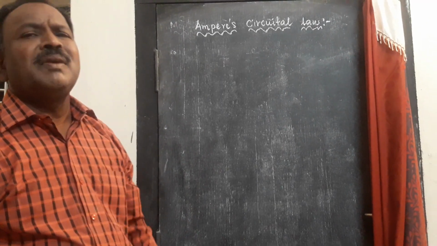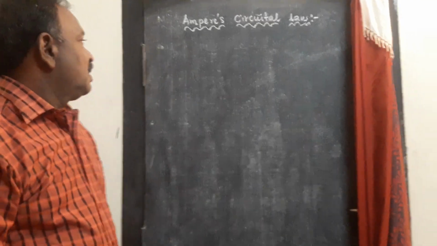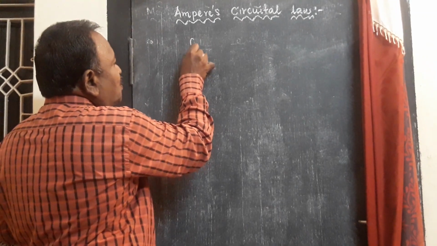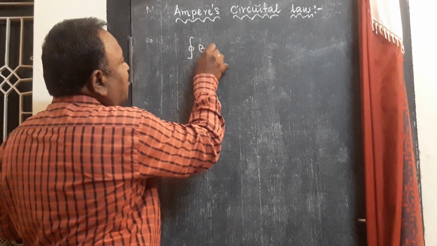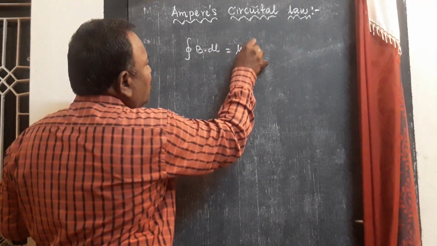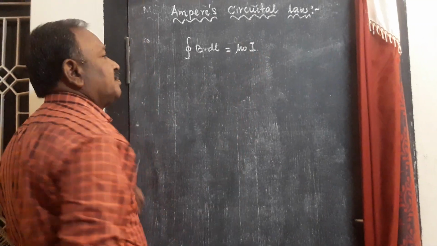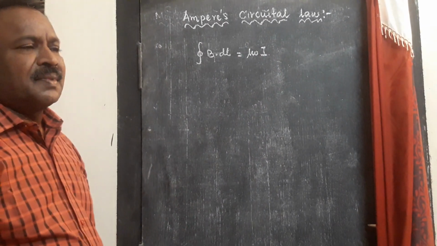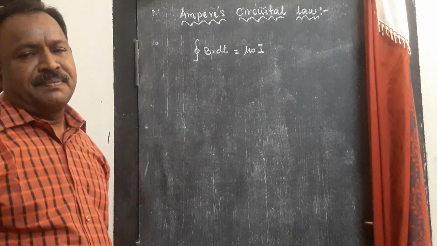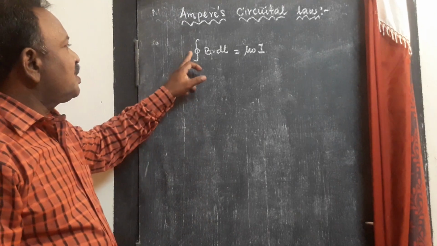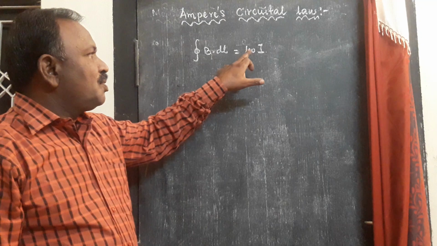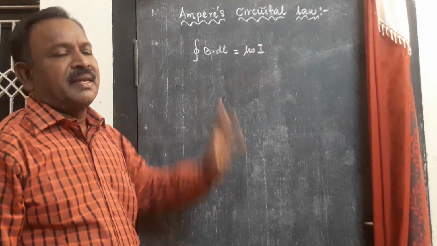So what is the statement of the law? Ampere's circuital law states that closed integral B dot dl is equal to mu naught into I. This is the equational form of Ampere's circuital law.